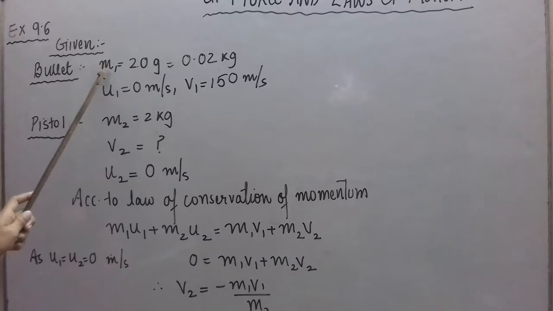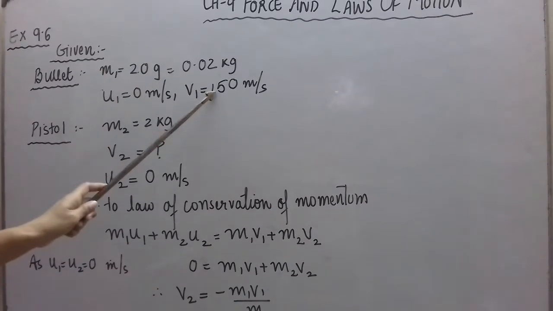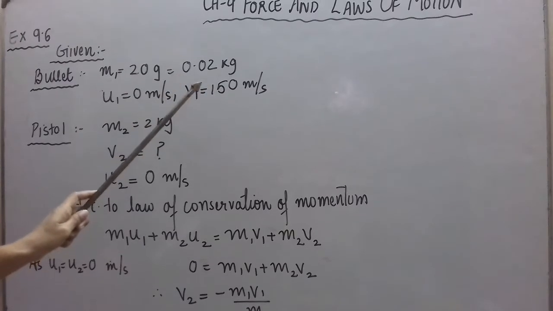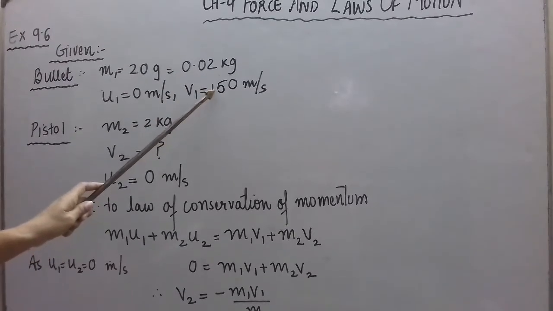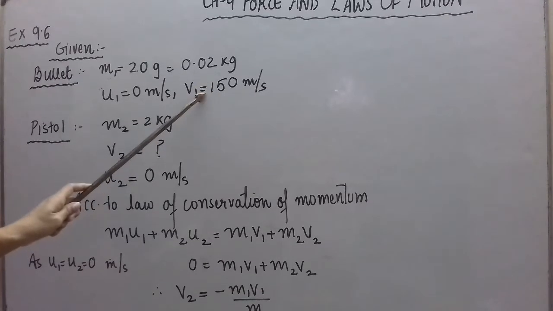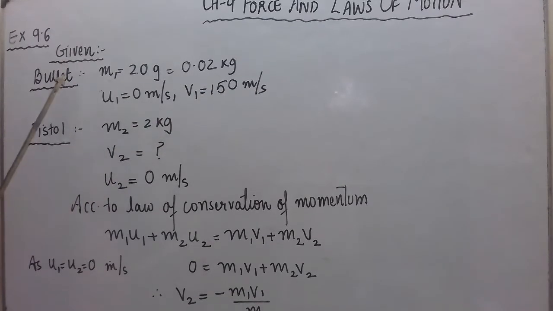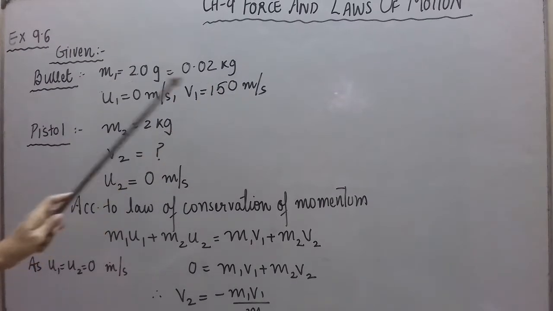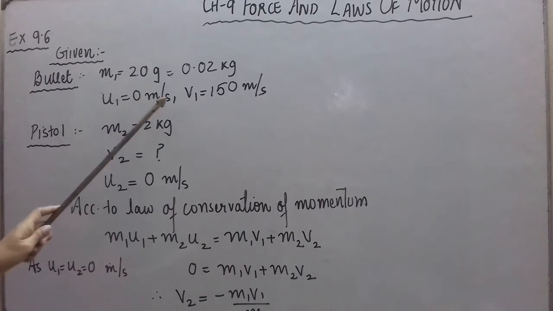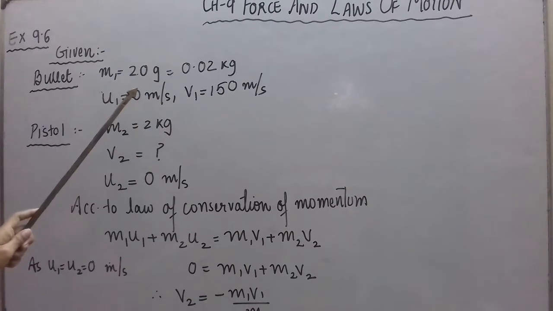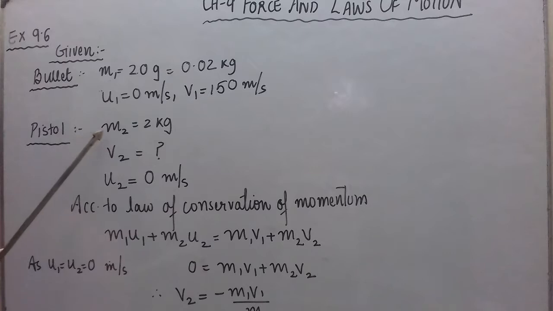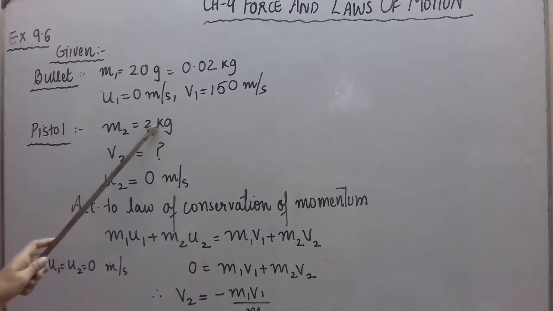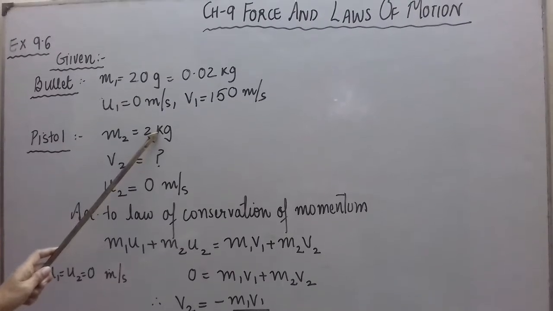So here mass M1 is given, and 150 meter per second is what they have given, that the bullet is fired horizontally with this velocity of 150 meter per second from a pistol. So this will be the final velocity of the bullet, and hence V1 is equal to 150 meter per second and U1 is 0 meter per second. From a pistol of mass 2 kg. So for the pistol mass, let us denote it by M2 is 2 kg. What is the recoil velocity of the pistol?